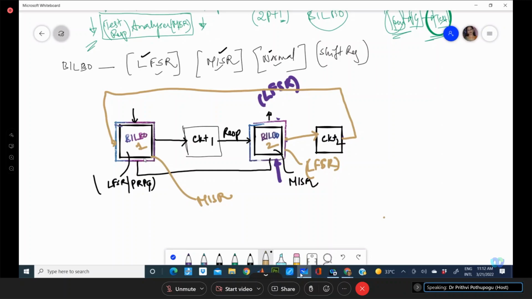Now, what is this BILBO setup? It is again the same shift registers.